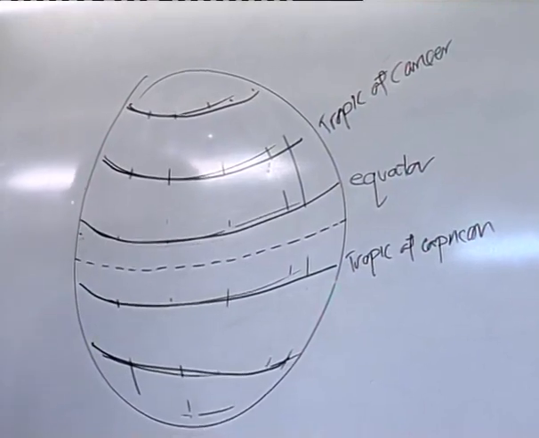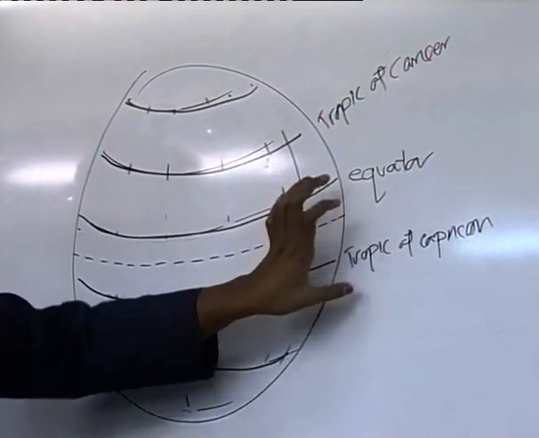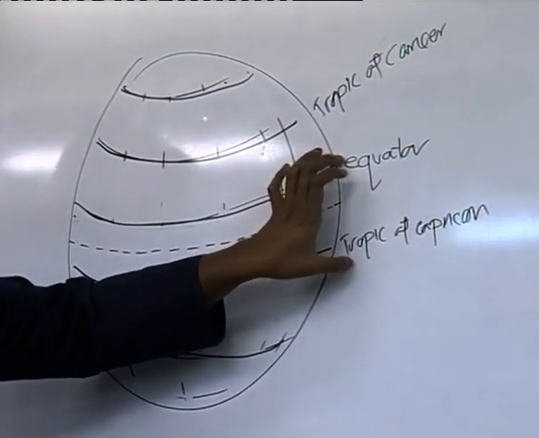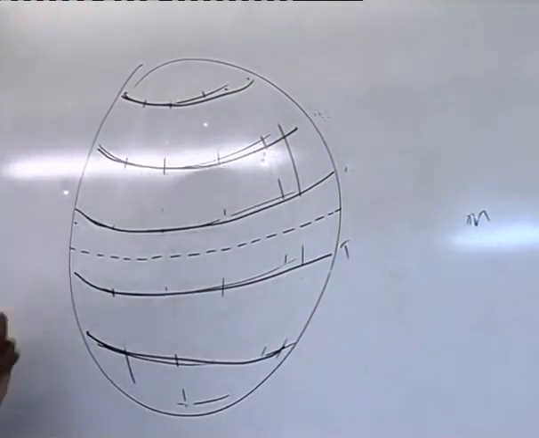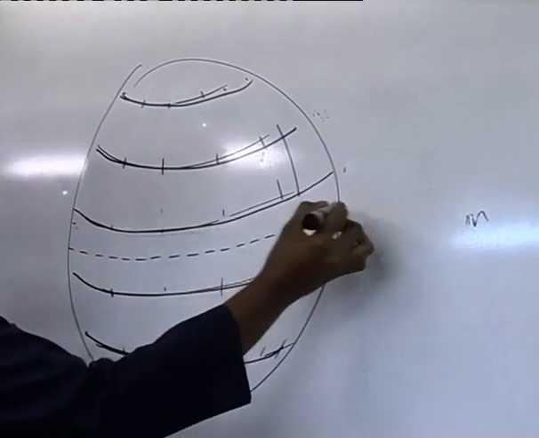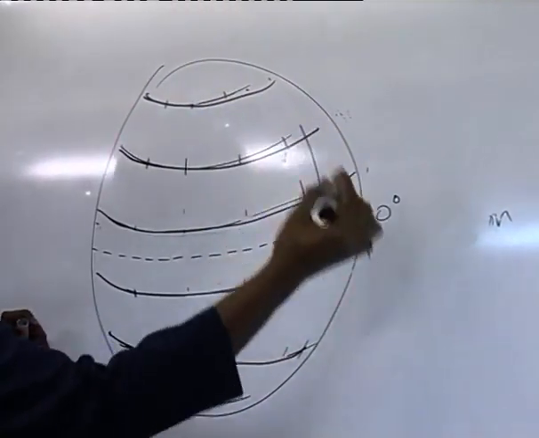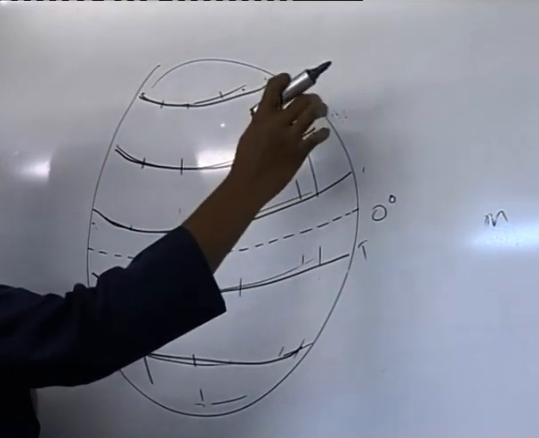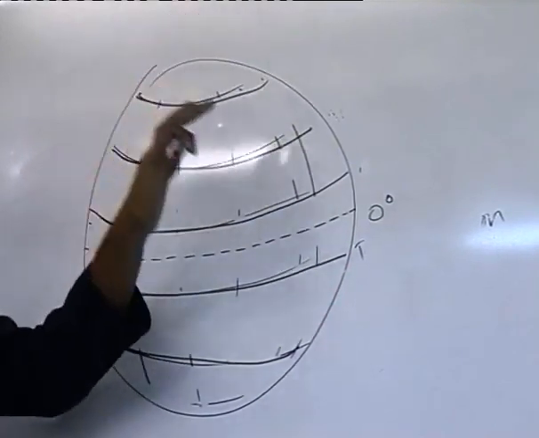What I told you to do was, on these latitude lines, what do we have? What are they measured in? In degrees. They're measured in degrees. So for latitude lines, the equator is measured at 0 degrees. And then you have your Tropic of Cancer, Tropic of Capricorn, Arctic Circle, but it's measured in degrees.